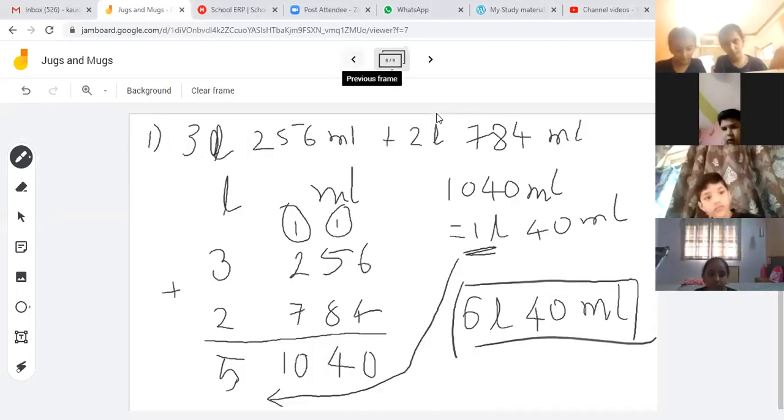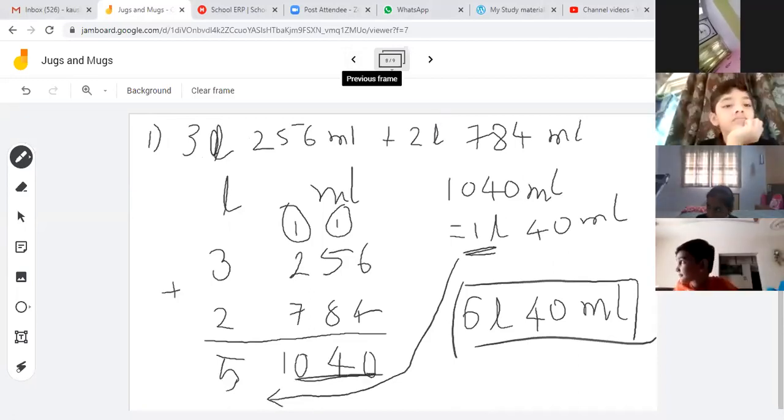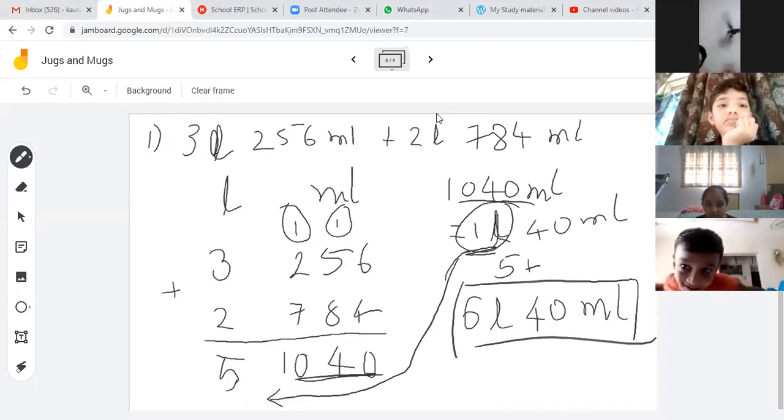Okay, just like kilogram beta, we added and we got 1040 ml. So 1040 ml, we know we have to convert it into 1 liter and 40 ml. So this 1 liter will be added to liters, which is 5. 5 plus 1 is equal to 6. So the final answer is 6 liter and 40 ml.